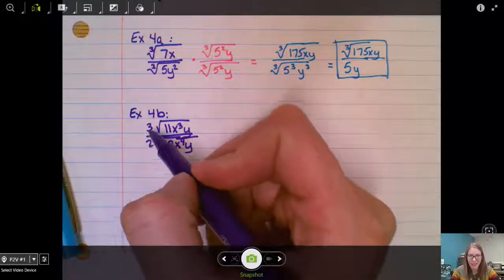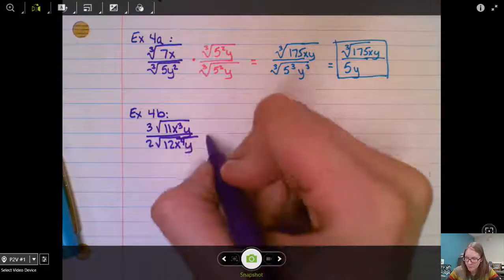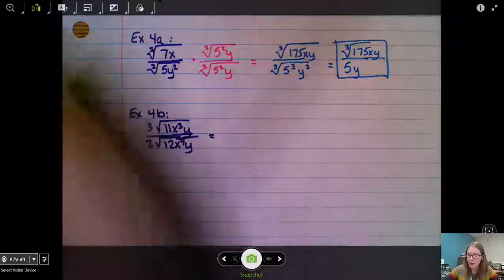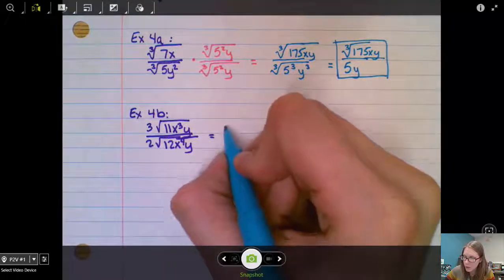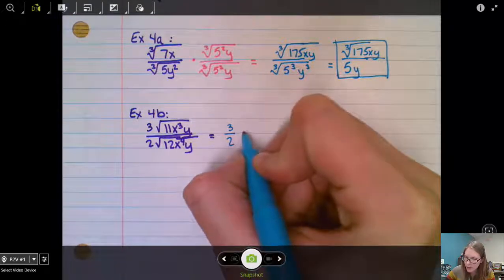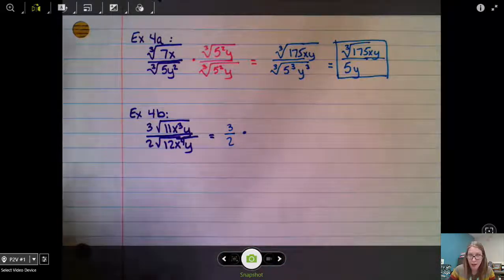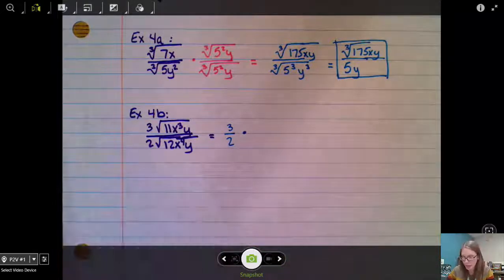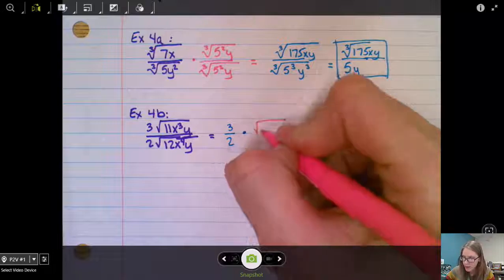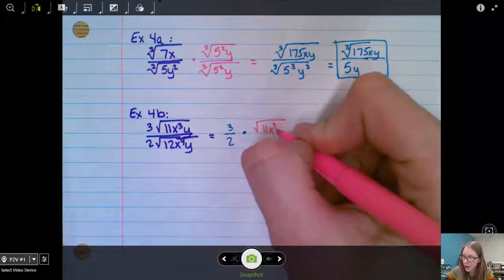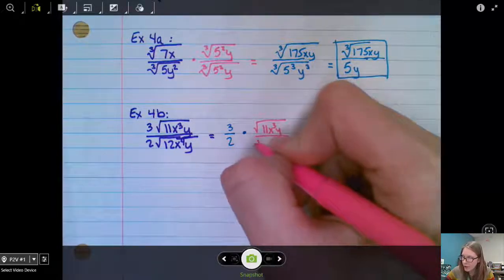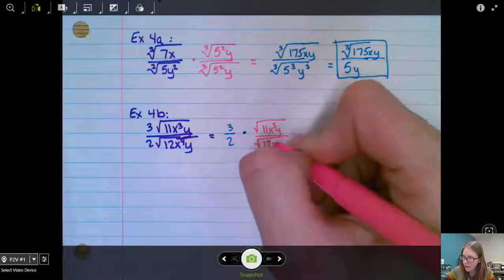Now in this case, I can do something that'll help make life a little bit easier. You're probably thinking, hey, I don't like that 3 over 2 in the front. We could split this up into 3 over 2 times everything else, and that might make things a little bit easier too. Times the square root of 11x cubed y over the square root of 12x to the 4th y.